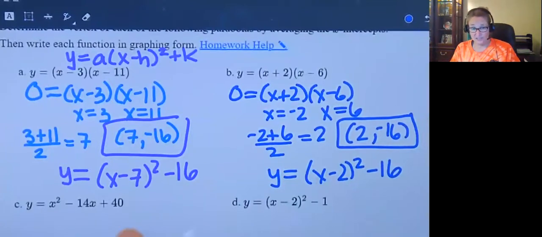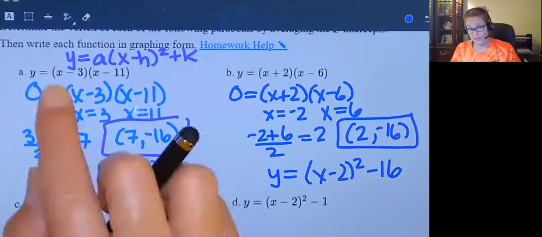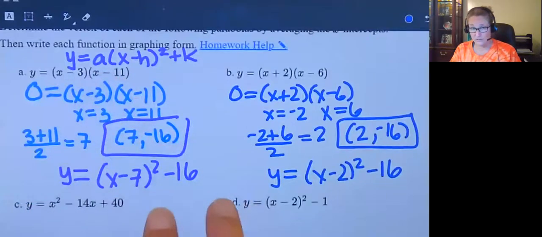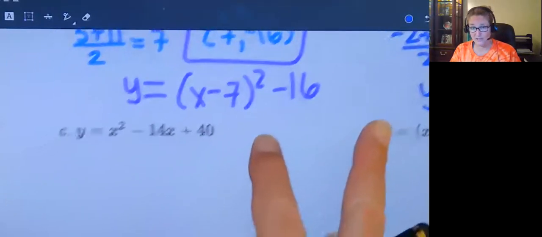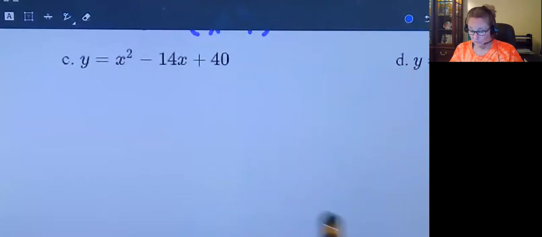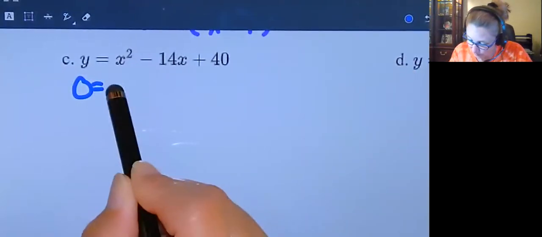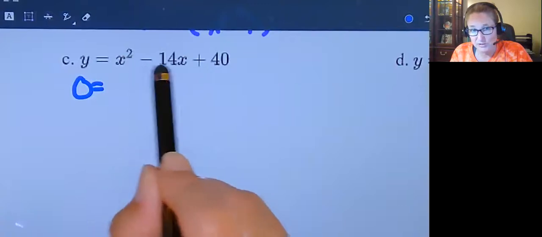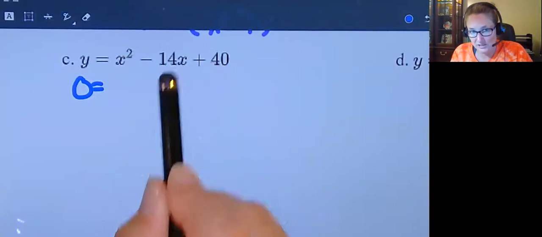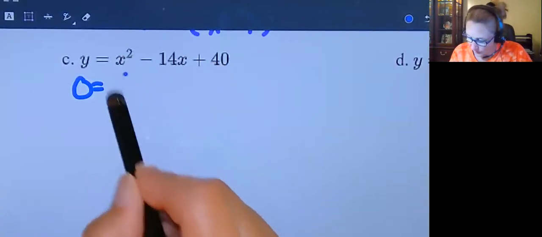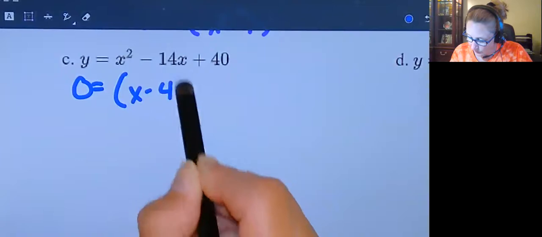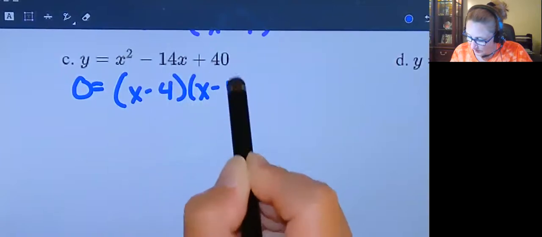Now, C is different than this. So C, if I can make it look like this, factoring and solving that way would probably be the easiest. First off, I'm going to have it set equal to 0. And then I'm going to ask myself, what multiplies to 40 and adds to negative 14? So that's going to be a negative 4 and a negative 10.